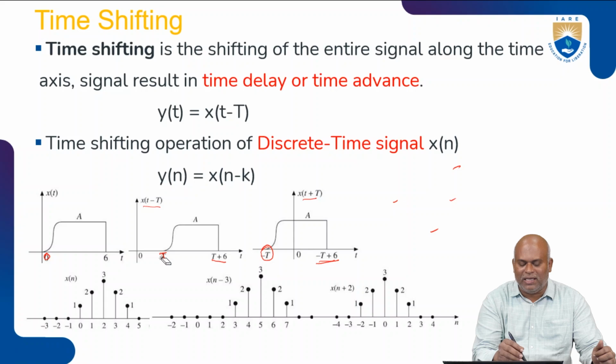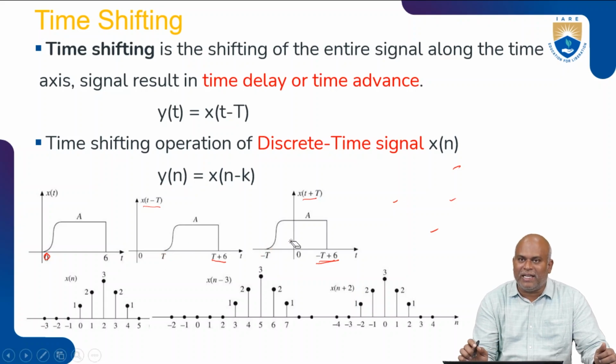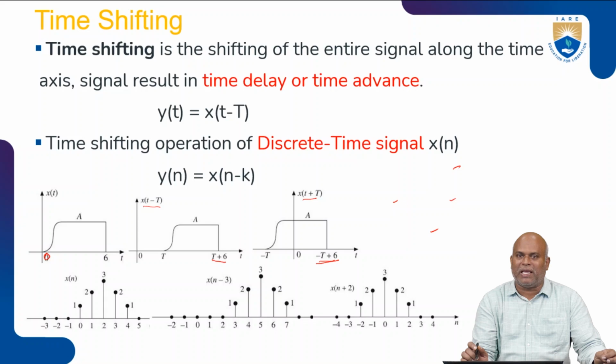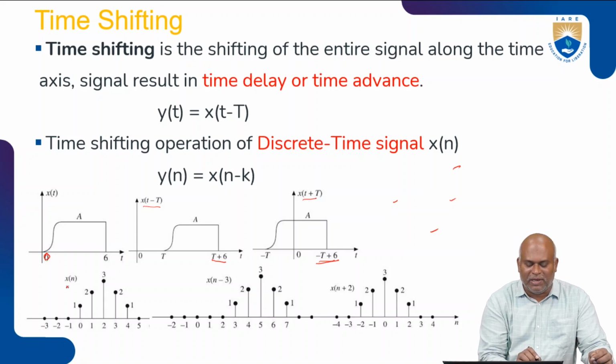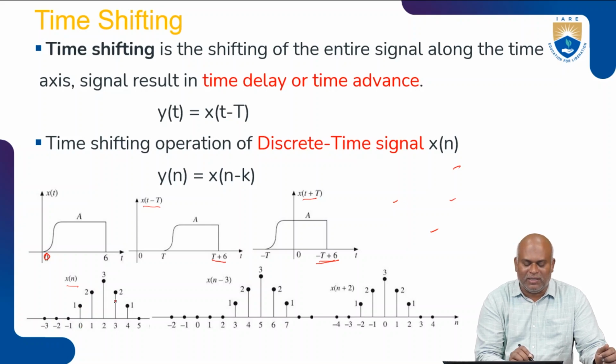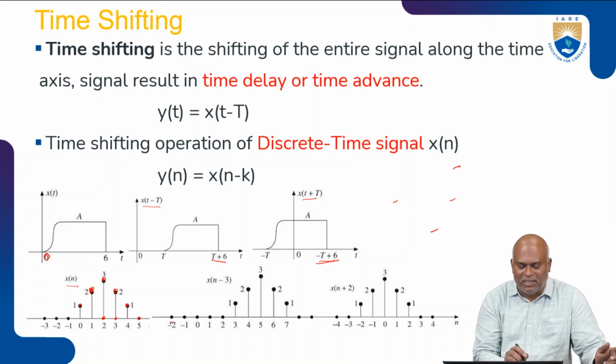Next, take an example of a discrete time signal, to see how the time delay as well as time shifting happens. Here I have taken x of n, which at 0 has the discrete value 1. Then at 1 the amplitude is 2. Then at the next discrete interval the amplitude is 3. Then at 3 the amplitude is 2. Then 4 has amplitude 1. And 5 is 0. So this signal is going to be shifted to x of n minus 3.